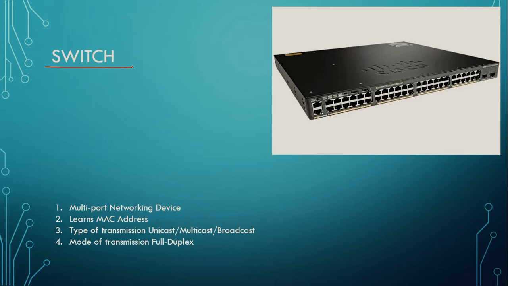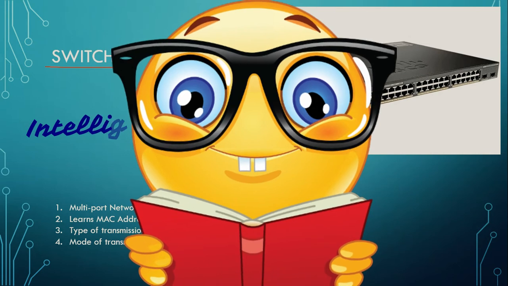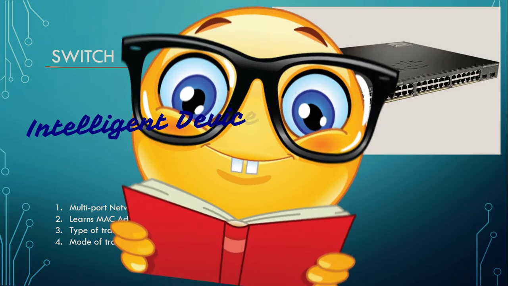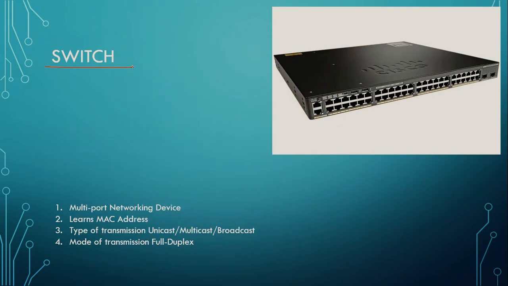So at the first transmission, switch does a broadcast with the ARP, address resolution protocol. At the first time communication, switch does the broadcast. And after that, when it has learned the MAC address, switch does unicast or multicast in some cases.